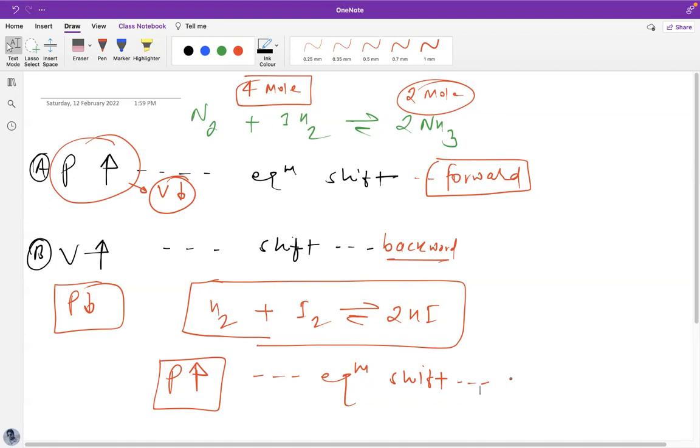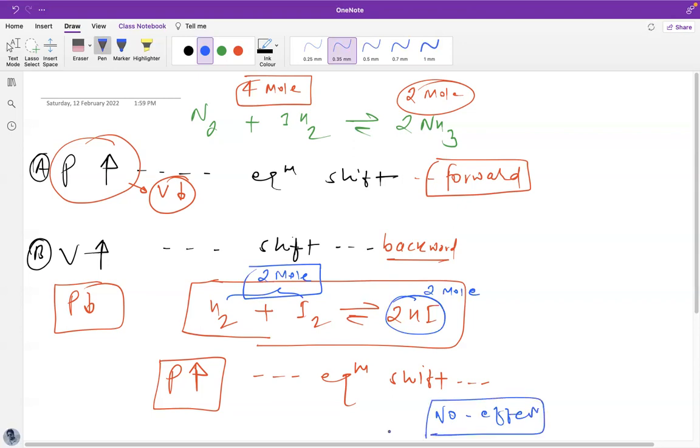Yes, no change. You know why? Because the product has 2 mole, and the reactant also has 2 mole. So if both sides have equal moles, it means equilibrium will never shift. No change, no effect on equilibrium. Make sense? Please tell me. Okay.